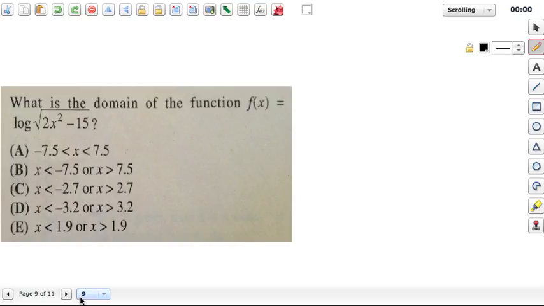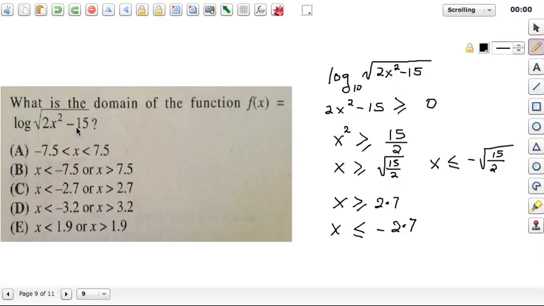How about this one? Pause the video and try this on your own first and then run the video. What is the domain of the function f of x equals log of square root of 2x squared minus 15? So 2x squared minus 15 has to be a positive number. Solving for x, you get x has to be greater than square root of 15 over 2, or x has to be less than negative square root of 15 over 2.